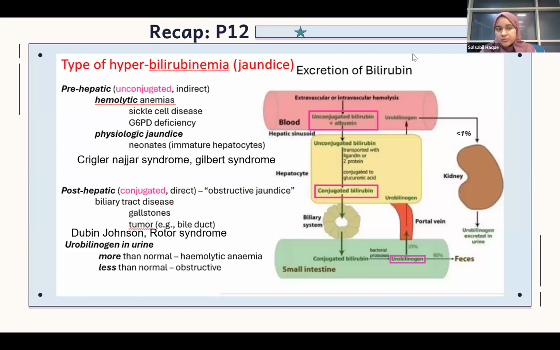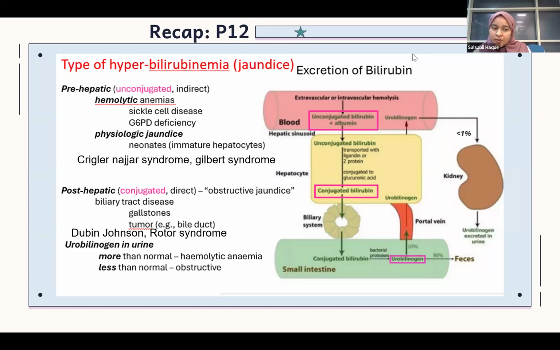So you cannot conjugate the bilirubin, which will result in unconjugated hyperbilirubinemia. Posthepatic is conjugated, as I said. It can be caused by gallstones or biliary tract disease or a tumor, anything that blocks the conjugated bilirubin from going out, right? Or it can be because of Dubin-Johnson and Rotor syndrome.